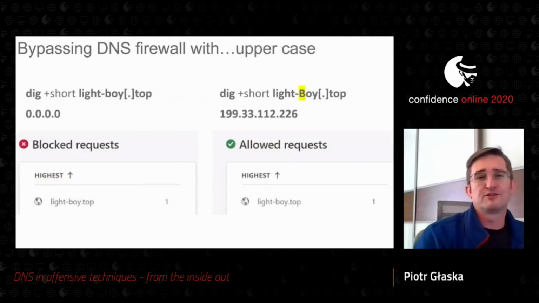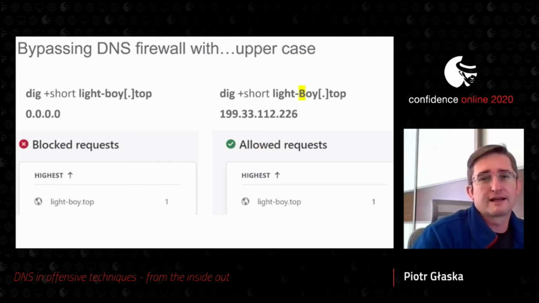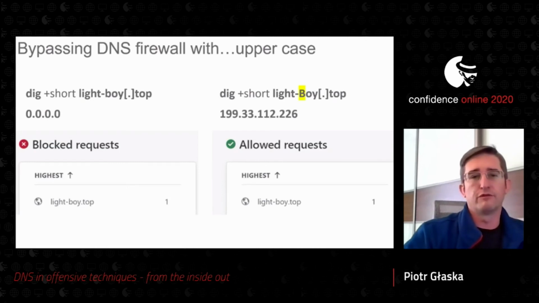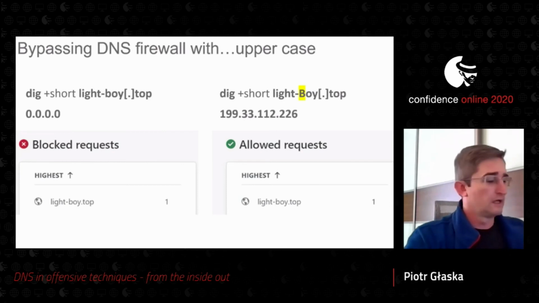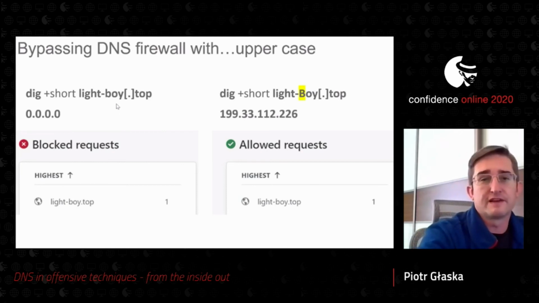Another way which works, for example, in Cloudflare secure DNS, both the commercial one and the one you can use at home, they have 1.1.1.1 for families, which can block malware and some blocked categories, is again using these different cases.